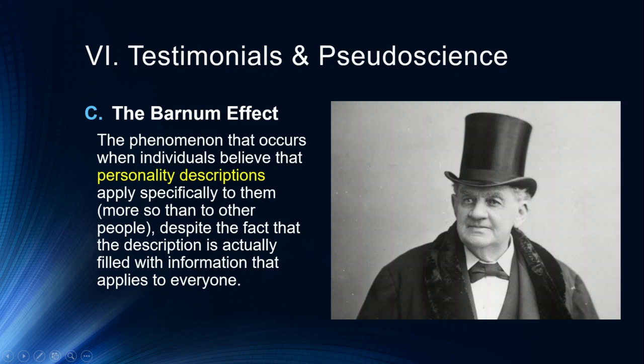Next, I want to talk about what's called the Barnum effect. And again, as we start thinking about what people will believe, and that's really what we're talking about here, is their beliefs. P.T. Barnum was one of the people who discovered this, which is why it's called the Barnum effect. And this is the phenomenon that occurs when people believe that a personality description applies specifically to them more so than other people, despite the fact that that description is actually filled with information that applies to everyone. These are generic personality descriptions.